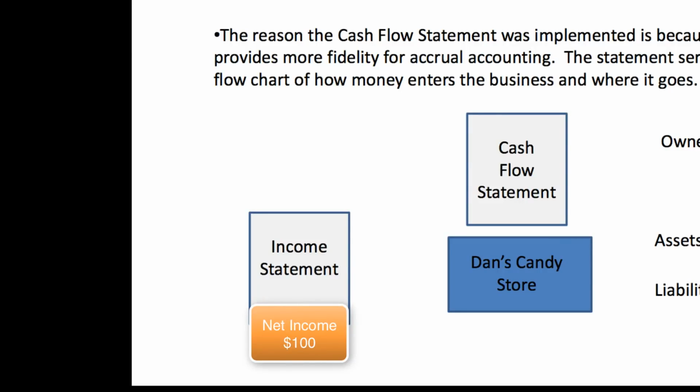At the top of the income statement is going to be the revenues, and at the bottom is going to be the net income or the profit. Okay, so that $100 of profit flows into Dan's Candy Store. That's the profit that he made, and so that income statement would capture that.